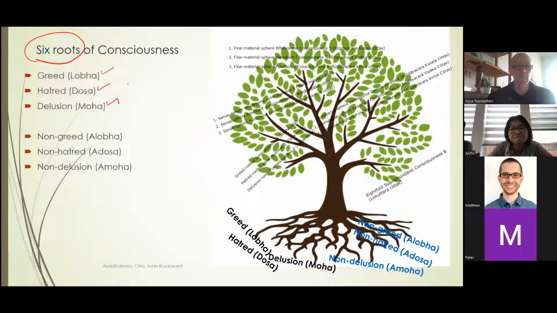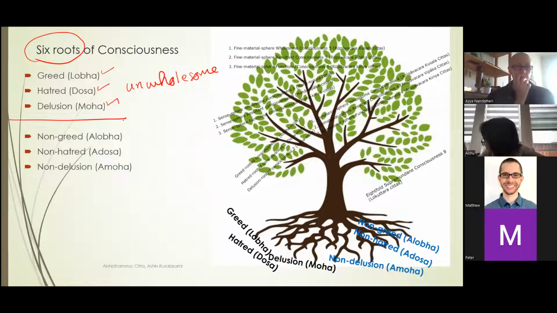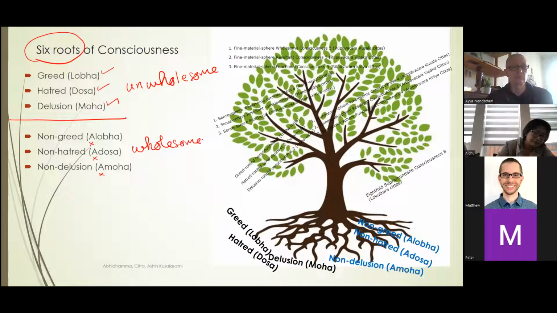This is the unwholesome roots. And the opposite of these 3 roots are non-greed, so only A is different here: alobha, non-hatred, adosa, and non-delusion, amoha. These are the wholesome roots.